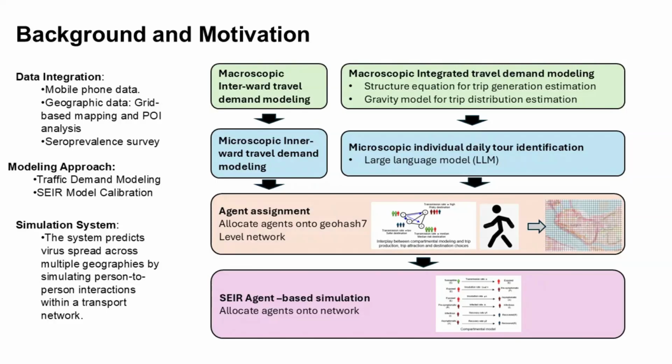On the right, the flow diagram shows how this framework operates, starting from macroscopic travel demand modeling down to microscopic daily tour identification, then assigning agents to networks using geohash-based mapping, and finally running agent-based simulations. Together, these steps form an integrated system that connects how people move with how diseases spread, bridging transportation engineering and public health. This training program aims to introduce the mobility data foundations to develop the above modeling framework.